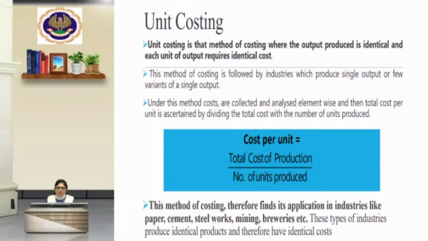This method of costing is applicable in industries like paper, cement, steelworks, breweries, etc. So they produce identical products and have identical costs. If a factory is producing paper, every paper will be the same. It should be identical if unit cost has to be applicable.